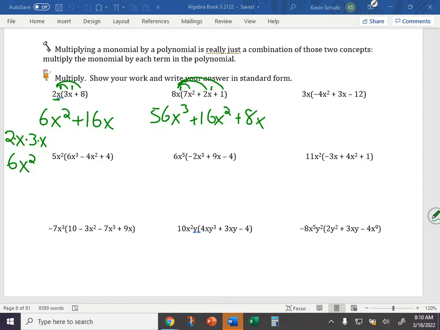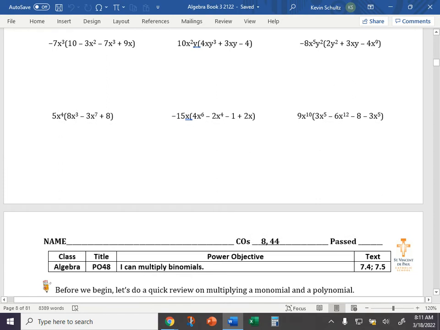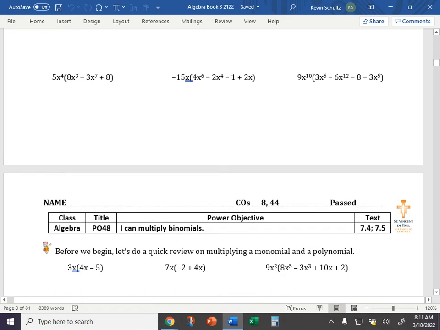Any on here that look like they're worth our time going over? Beckman? The last one. Of course. Is that this one here? Okay. Here we go. 9x to the 10th times 3x to the 5th minus 6x to the 12th minus 8 minus 3x to the 5th.